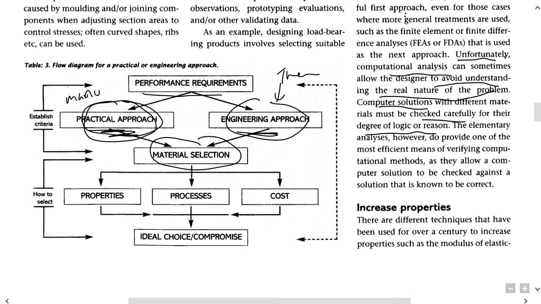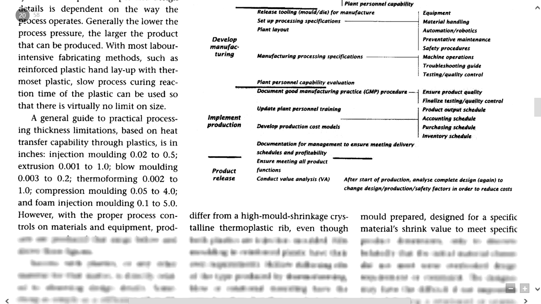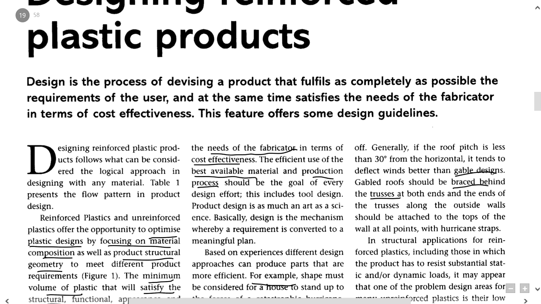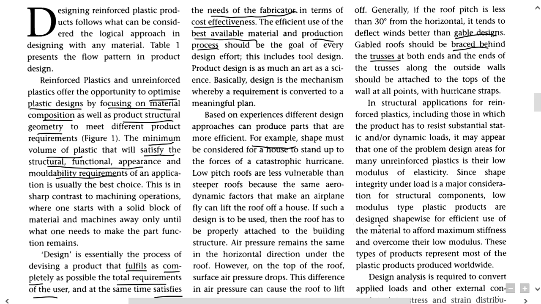Once you decide on material, then you have to compare the material, compare the properties, compare the processes, compare the cost. Then from there you can somewhat converge down into the choice that you want. These are the materials, and the materials can be your fibers, can be your reinforced plastics, or your matrix, sorry. When you design with a certain material, you are focusing on the material composition, amount of fibers being used, orientation and things like that, as well as the product structural geometry.